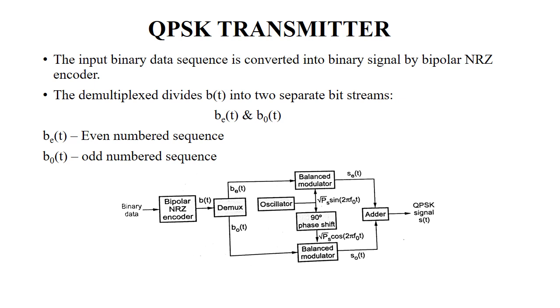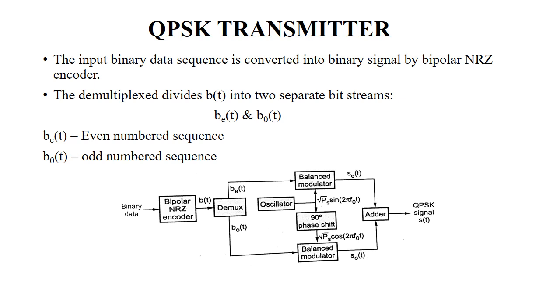Next the output is given to the modulation of quadrature carriers. Here the bit stream b_e(t) modulates the carrier root Ps cos 2 pi f0 t and b_o(t) modulates root Ps sin 2 pi f0 t. These modulators are balanced modulators. The two carriers root Ps cos 2 pi f0 t and root Ps sin 2 pi f0 t are also called quadrature carriers.